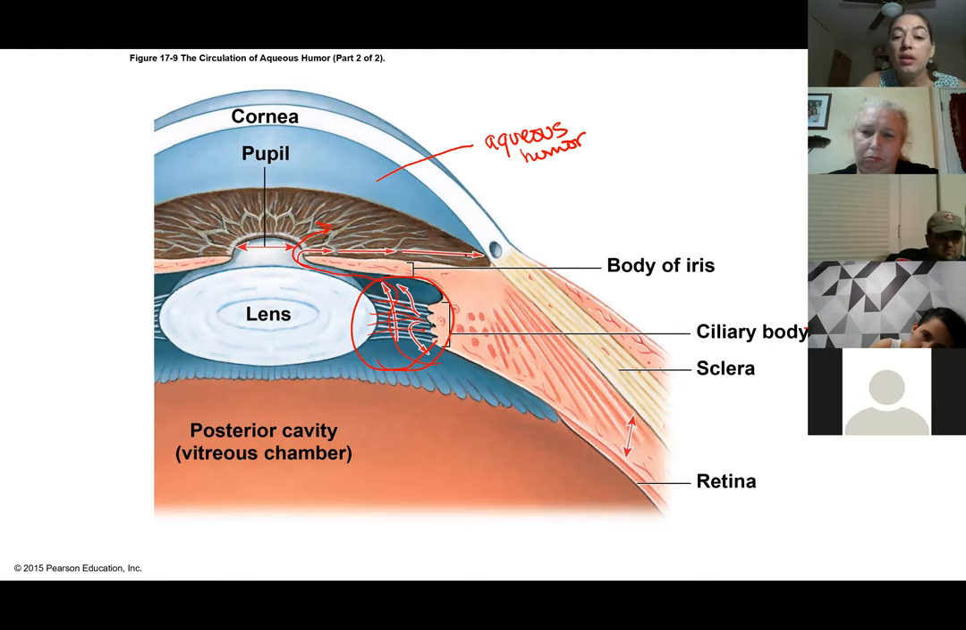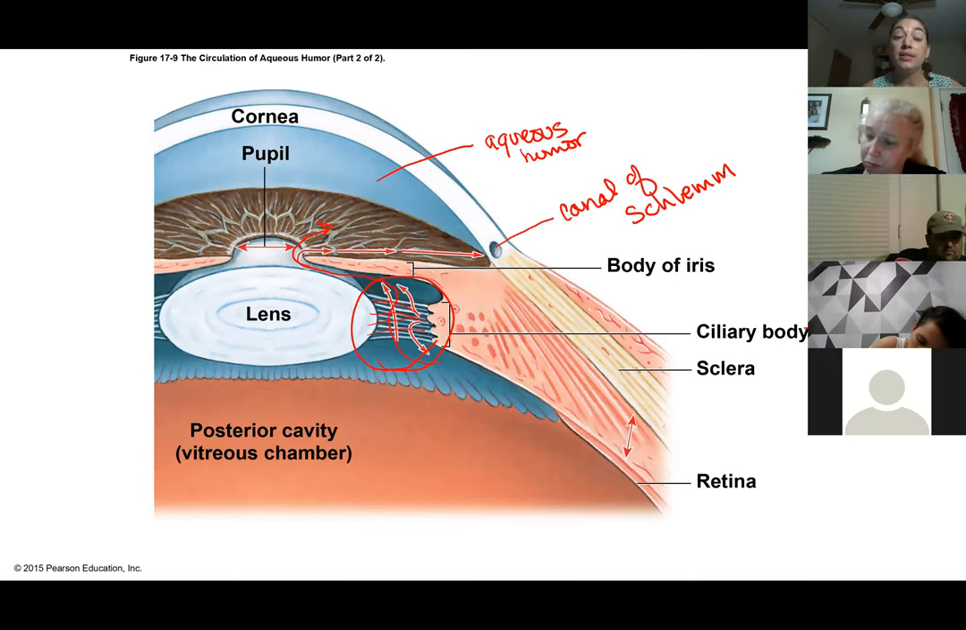And then it exits through this little hole here. It's a drainage, little drainage canal. So I'm going to tell you the name of this. This is the canal of Schlemm. No joke. That's what it's called.